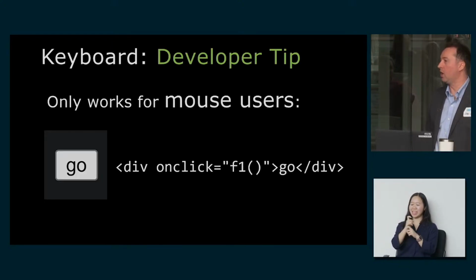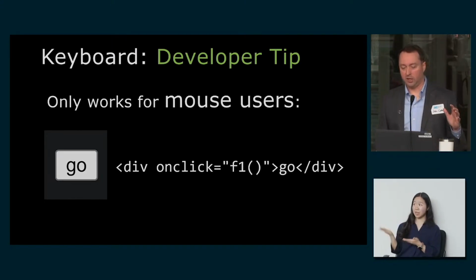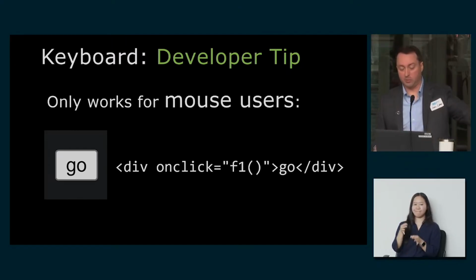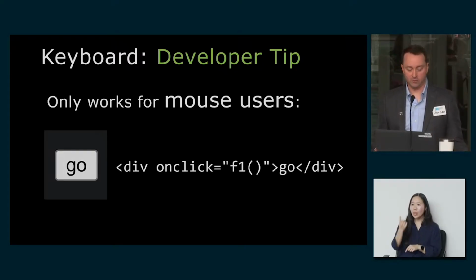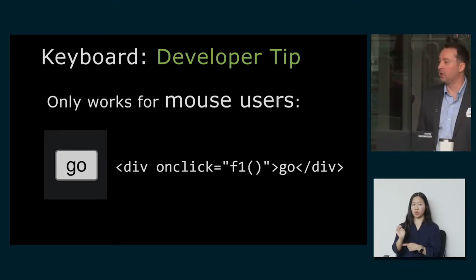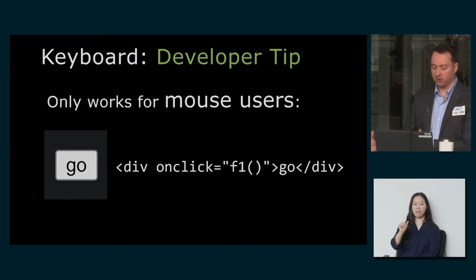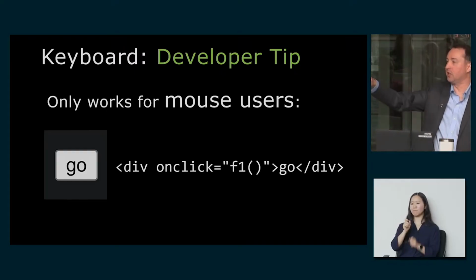Now here's a little bit more code and an even simpler control. This, believe it or not, is a mouse-only button. It only works for mouse users or touchscreen users. The reason is the way it's been coded, using a div tag, and there's a JavaScript event called onClick that fires some logic. So when you click on this div, that JavaScript event fires, and it works.